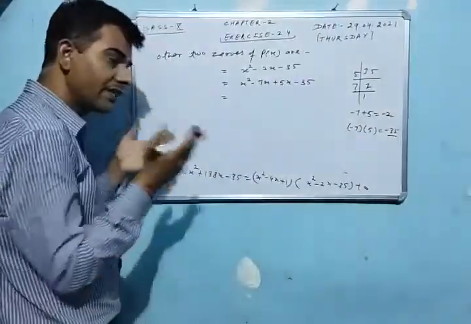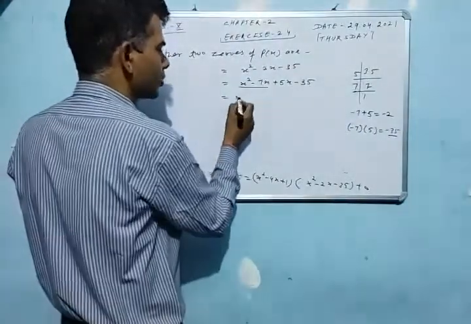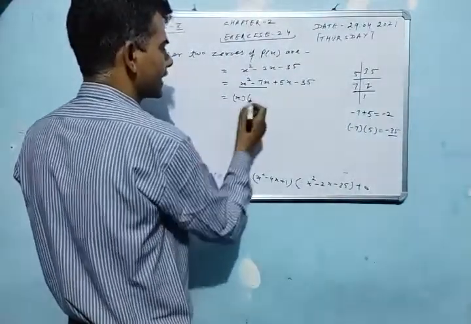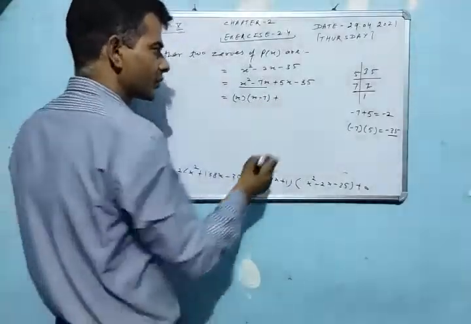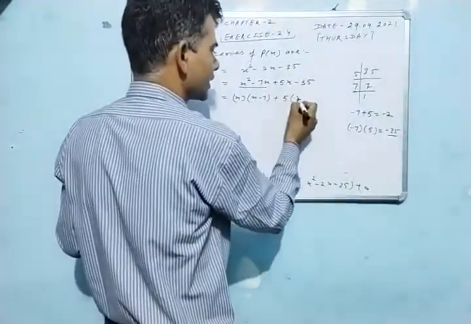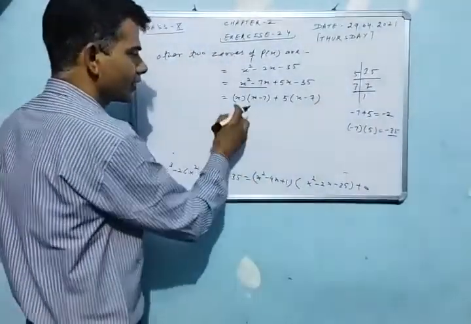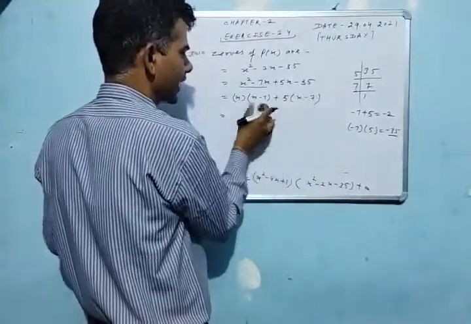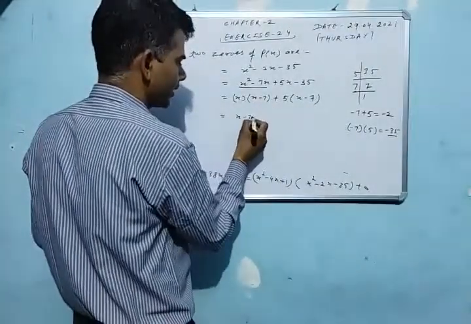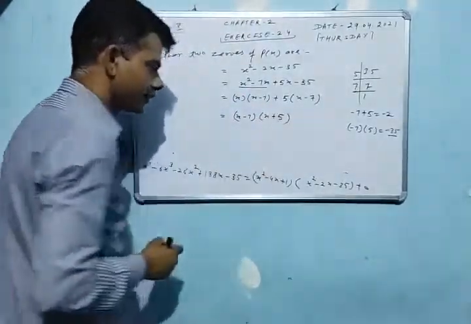What is common in first two terms? Now student, x is common in first two terms, that is x minus 7. What is common in last two terms? That is 5 is common in last two terms, that is x minus 7. Now student, what is common in first and second terms? x minus 7 is common, that is x plus 5 left behind.